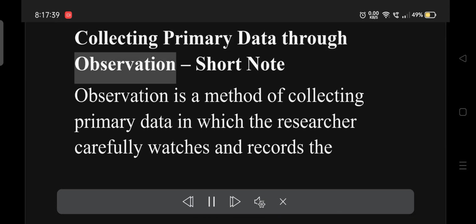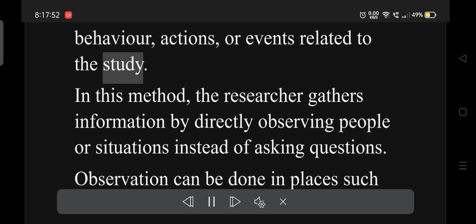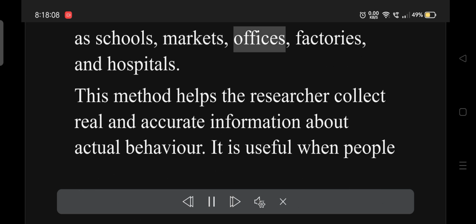Collecting primary data through observation, short note. Observation is a method of collecting primary data in which the researcher carefully watches and records the behavior, actions, or events related to the study. In this method, the researcher gathers information by directly observing people or situations instead of asking questions. Observation can be done in places such as schools, markets, offices, factories, and hospitals.